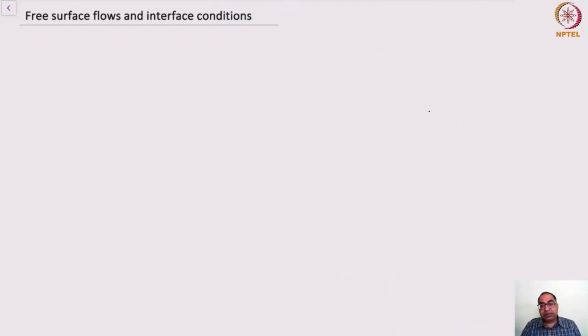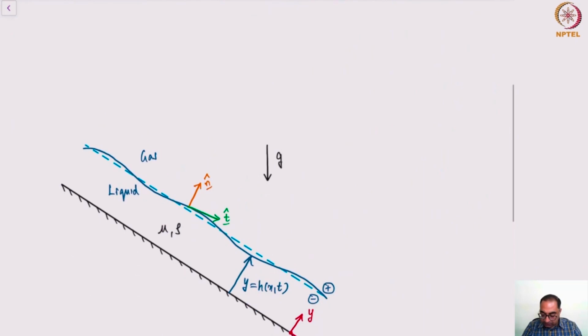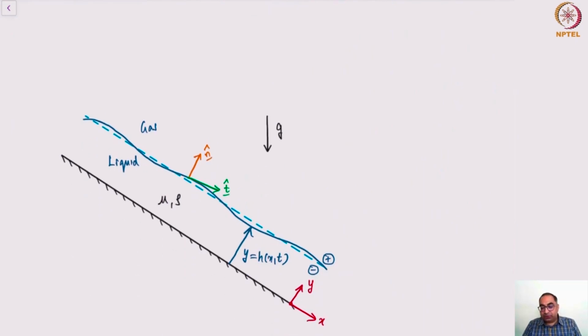So now we'll be deriving the interface conditions for a free surface flow. Now let me explain what is a free surface flow and how does it differ from a conventional interfacial system or a multi-phase flow. Now to do this, I've taken a small sketch here. So what you're seeing in the sketch is a flow down an incline.